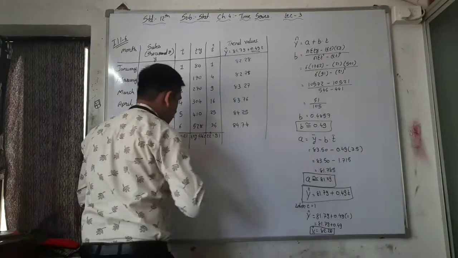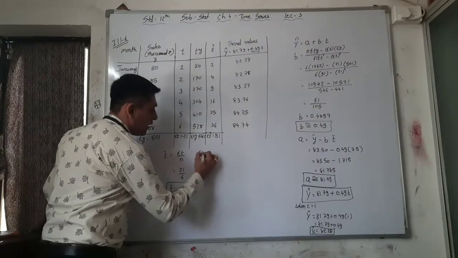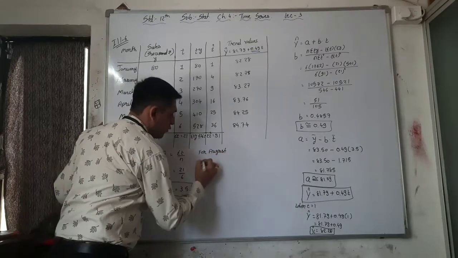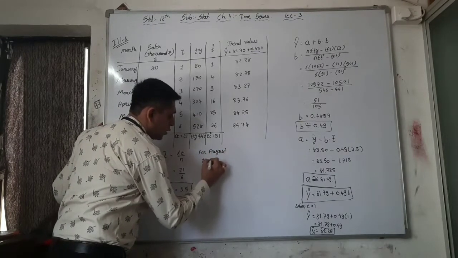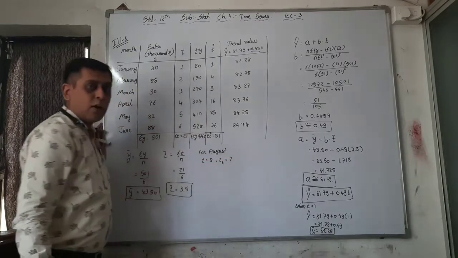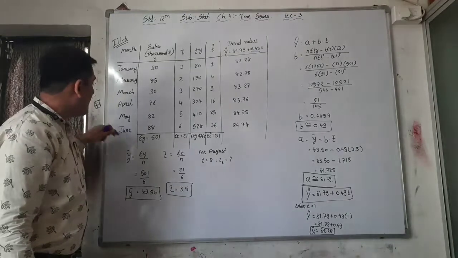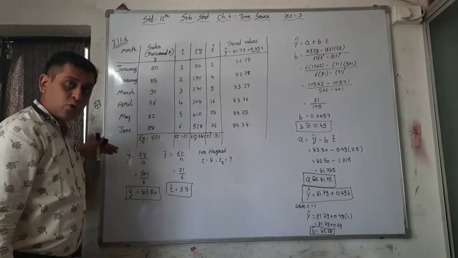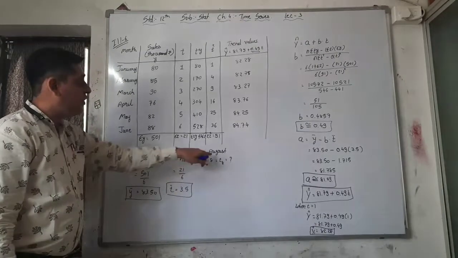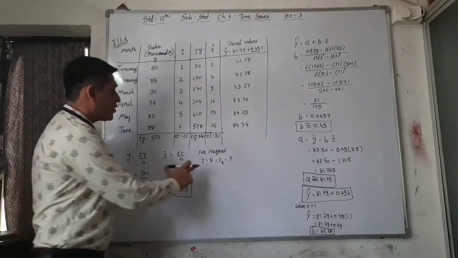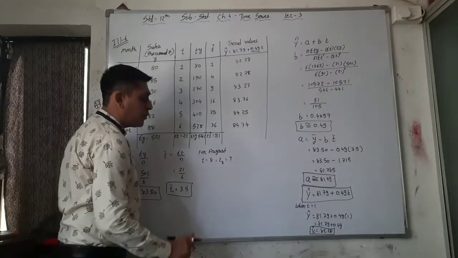See, for August we are taking T is equal to 8, that is T8, and we have to find out the value of T8. Why 8? After June, the 6th month, comes July, that is the 7th month, and they are asking about August, that's why it is our 8th month. That's why we are taking T is equal to 8.